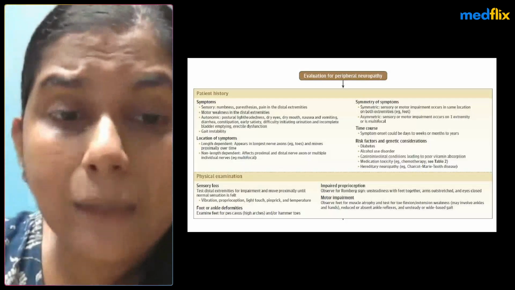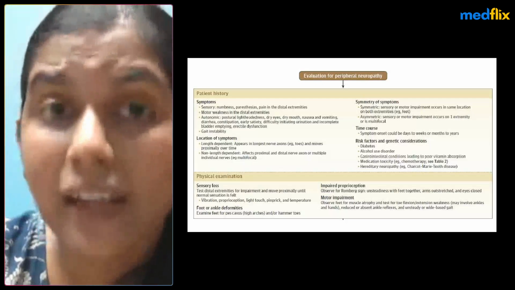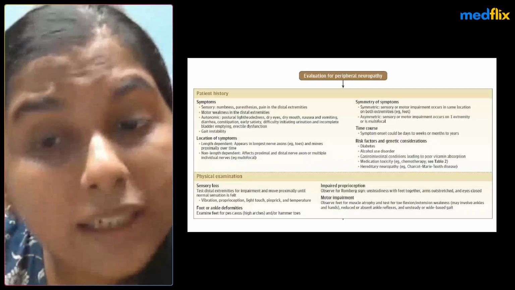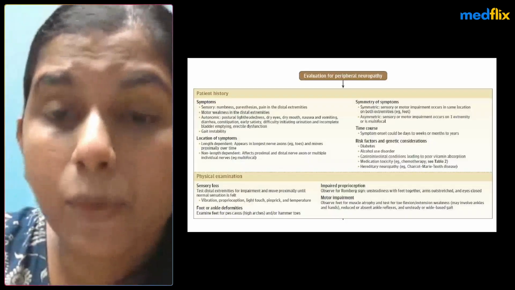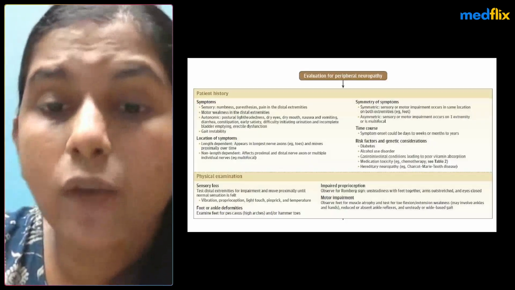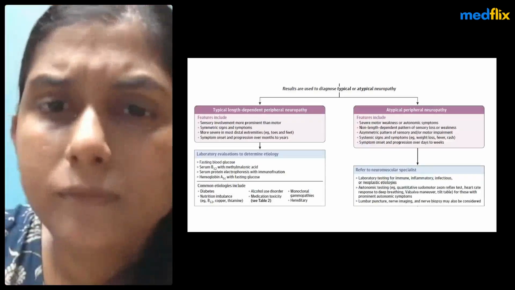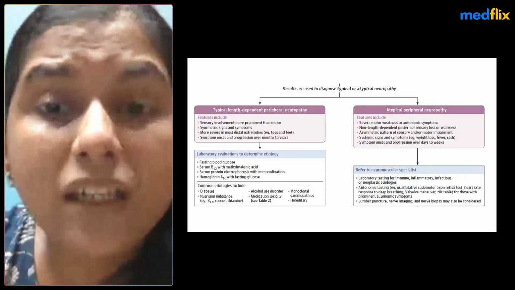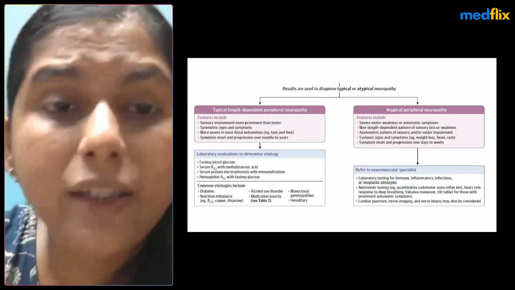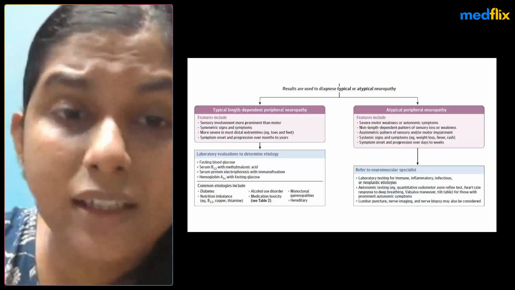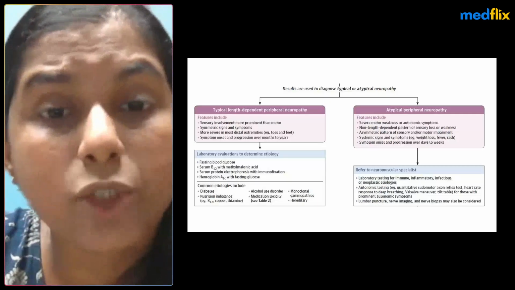On physical examination, we look for sensory loss. Again, very, very important to be done aptly. We look for deformities. We look for impaired proprioception, very important, along with checking for vibration. And we check for motor impairment. Then, for the typical length-dependent peripheral neuropathy, what we see is sensory involvement, symmetrical signs, more severe in the extremities, symptom onset and progression over months to years.